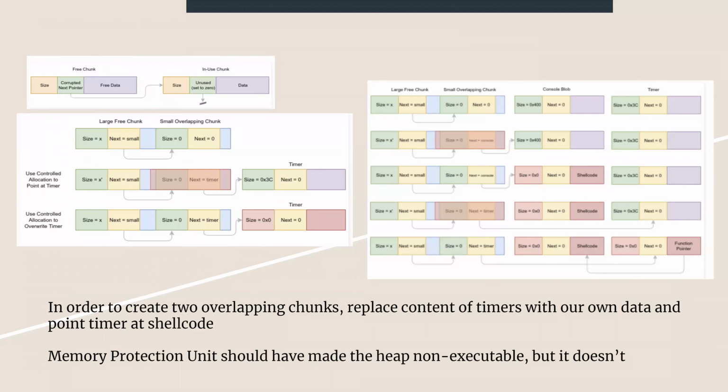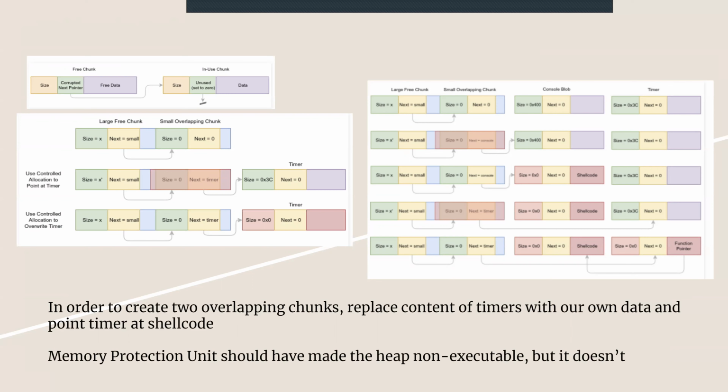The last thing we need to use are timers, which are periodic events that happen in the lifespan of a connection. We want to replace the contents of one of these timers with our own data and point the timer at the address of our shellcode. It's also fortunate that our heap is executable due to the memory protection unit, or MPU, setting all memory as RWX, which makes the protection's job pretty useless.